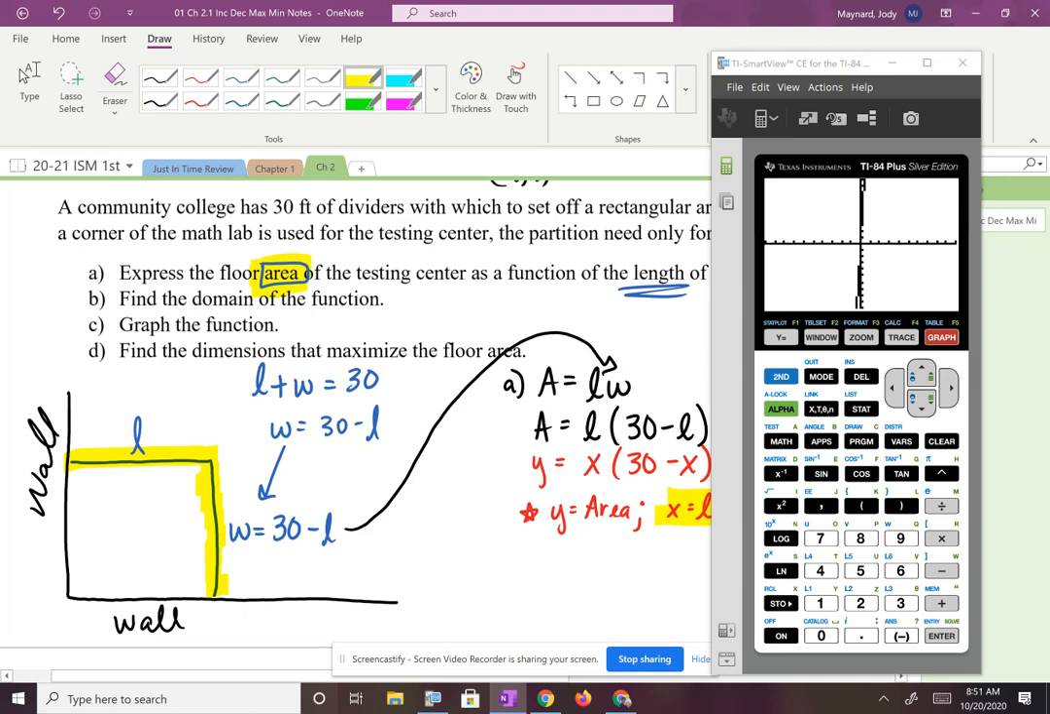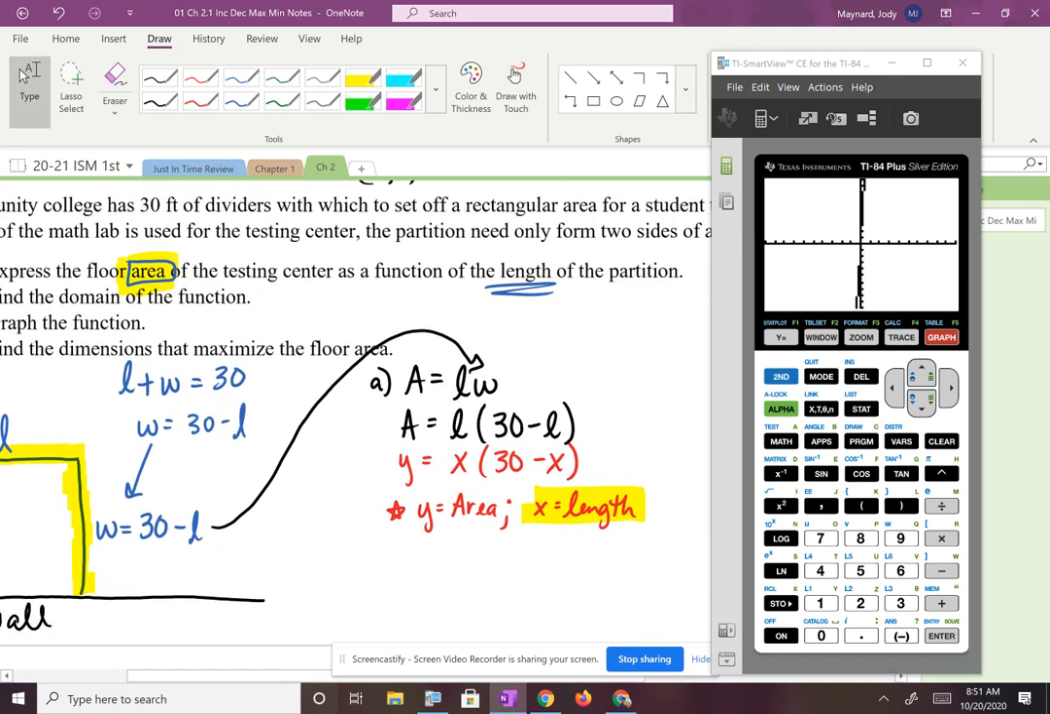No. Right now, granted, we're saying that it could be less than 30. So it could be like 29 and 1 foot. Is that ideal? No, but it is still part of the domain of this function. We can go all the way up to 30, but we can't include 30. Okay, so let's kind of think about this in real terms.